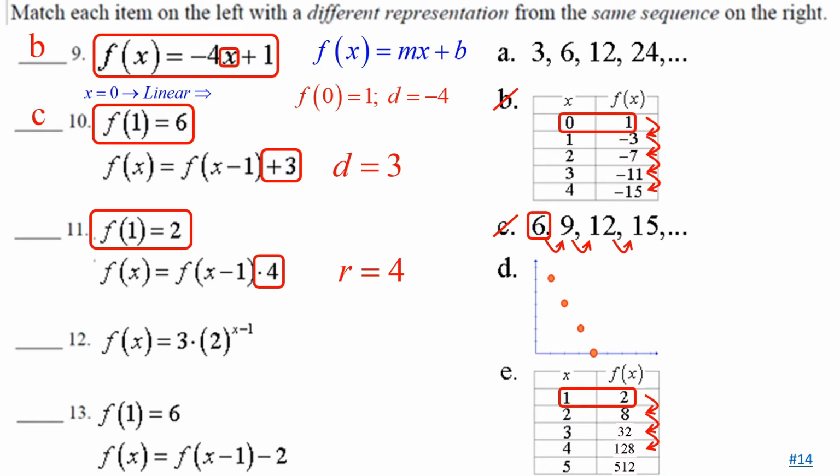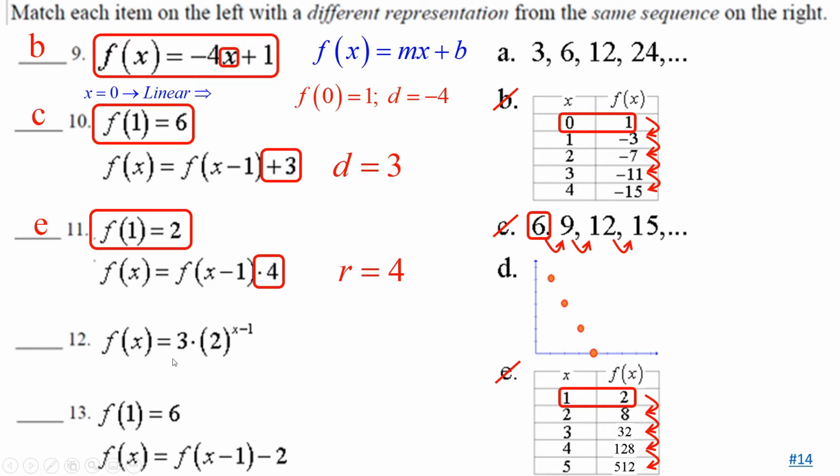If you're not sure, check that on your calculator. And if you go 128 times 4 on your calculator, I promise you're going to get 512. So the answer to number 11 is E. Cross out that E right there.